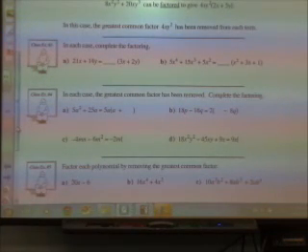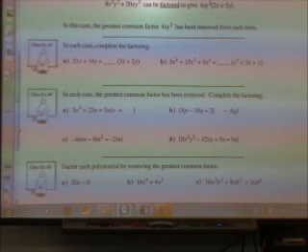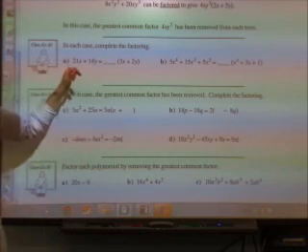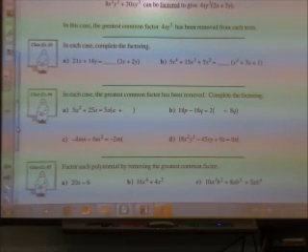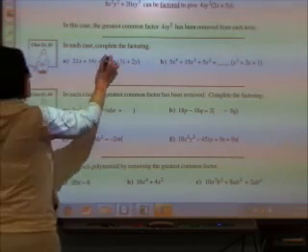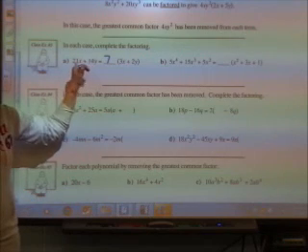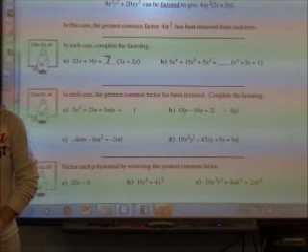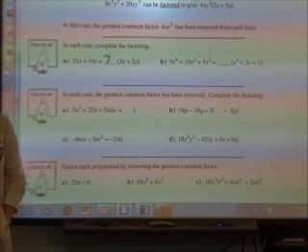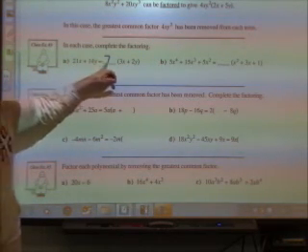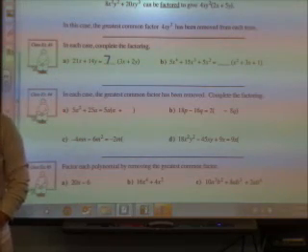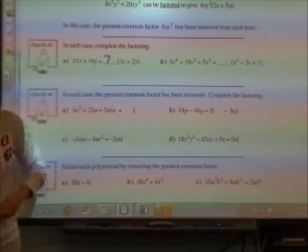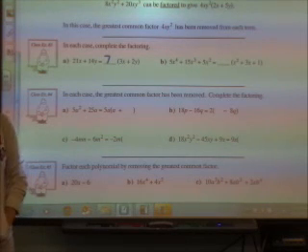So if we look at class example number 3, I have 21x and 14y. Look at the two numbers, 21 and 14. What is the largest number I can divide them both by? 7. They do not have a letter in common, which means I cannot divide by a 7x or a 7y. So I can only divide each term by 7. 21x divided by 7 leaves me with 3x. 14y divided by 7 leaves me with 2y.